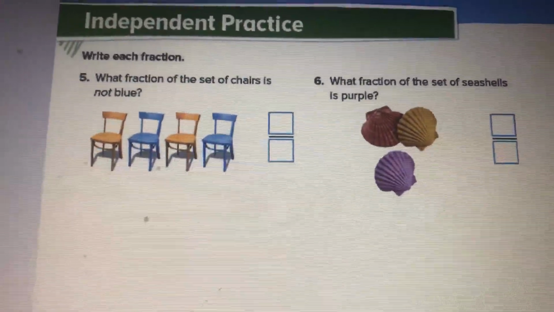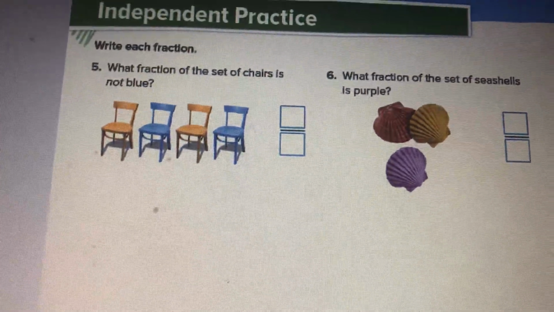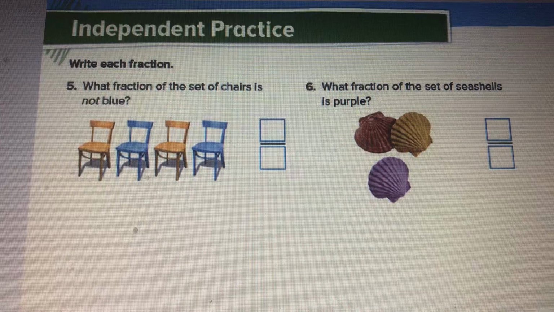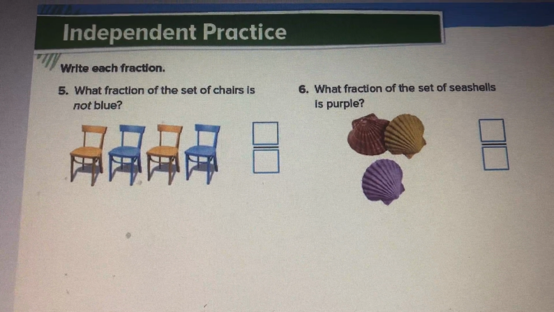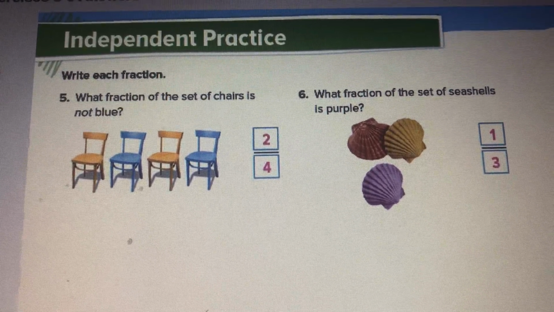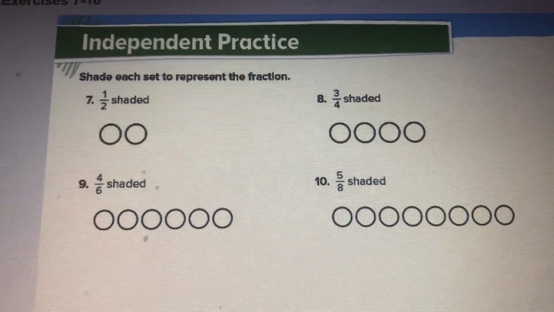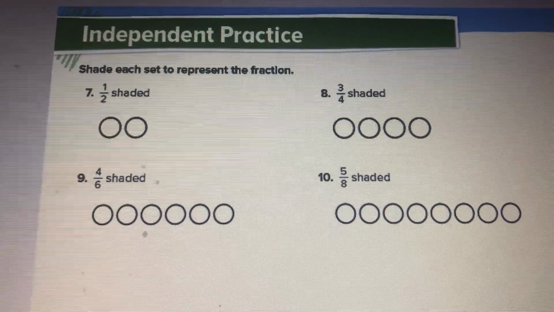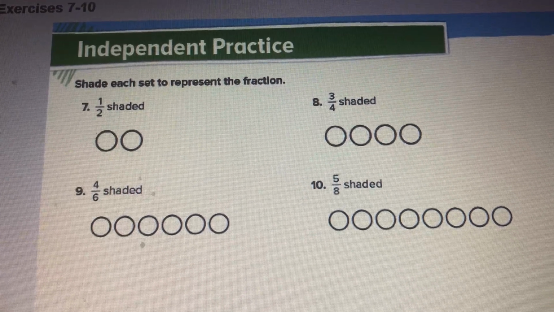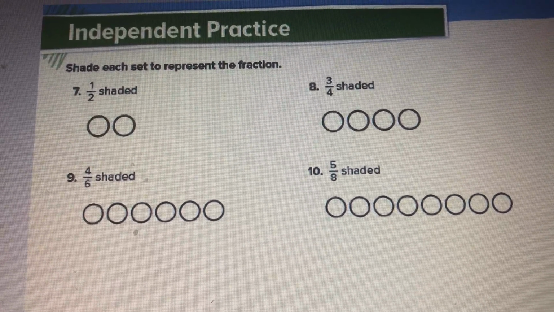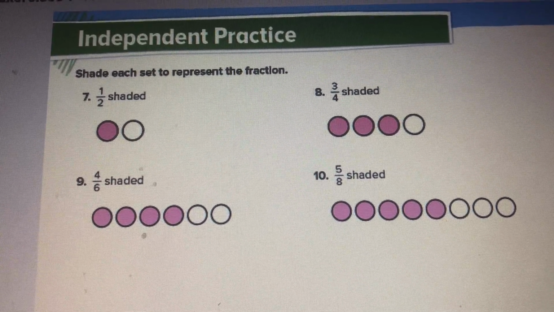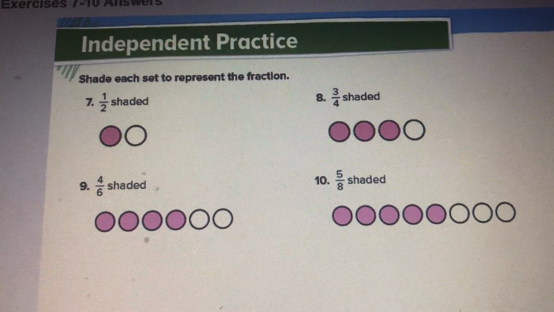Okay, you do 5 and 6 for me. Go ahead. What fraction of the set of chairs is not blue? What fraction of the set of seashells is purple? Okay, should be fairly quick. 2/4 and 1/3. Okay, shade each set to represent the fraction. So you're just going to fill in some bubbles here: 1/2, 3/4, 4/6, and 5/8. If Mrs. Selfridge is going too fast, feel free to pause the video at any time. Check your answers. There you go.